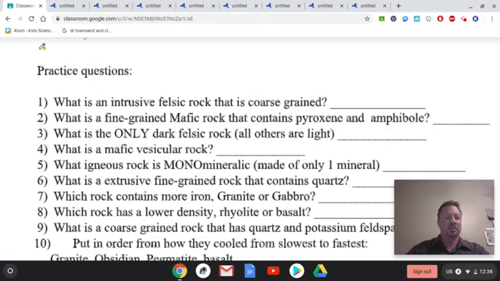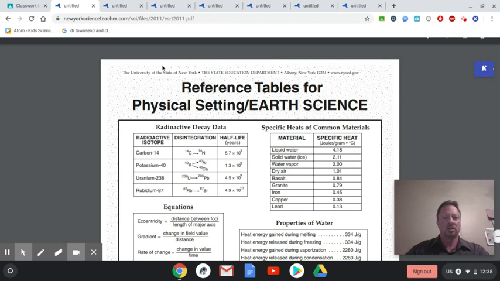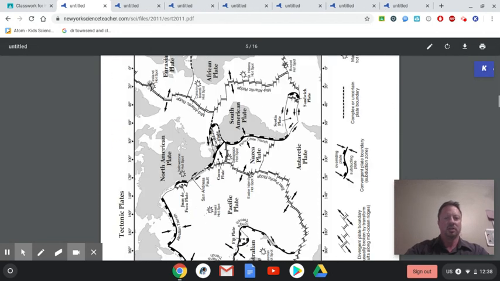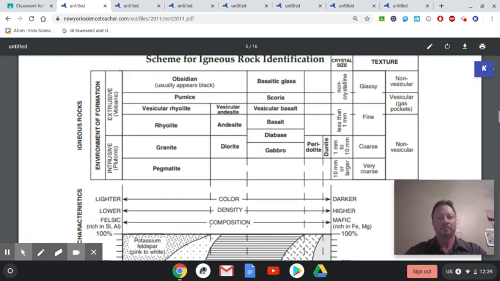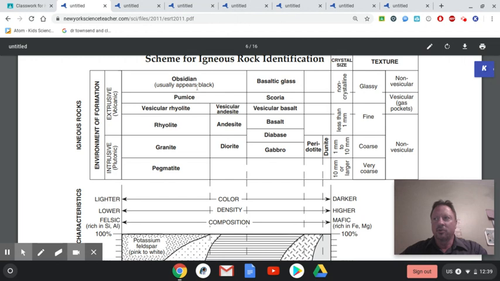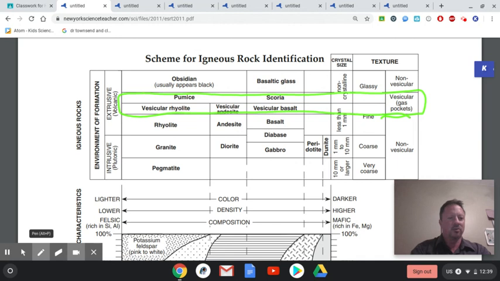Number 4. What is a mafic vesicular rock? So let's look up our vesiculars. So we're looking for mafic vesicular rock. Again, here are my vesiculars. Those are vesiculars, and we're looking for mafics. And again, mafics are going to be on this side. So we're going to take one of those two, scoria or vesicular basalt.